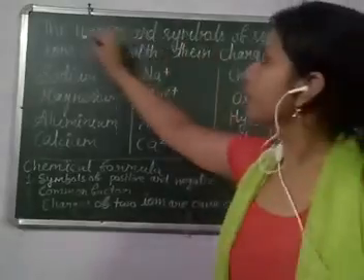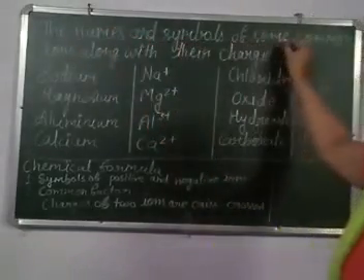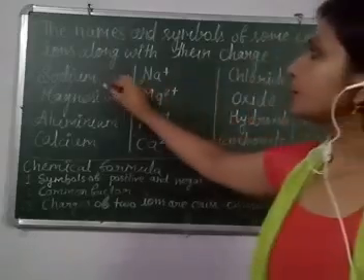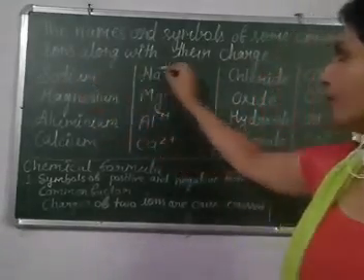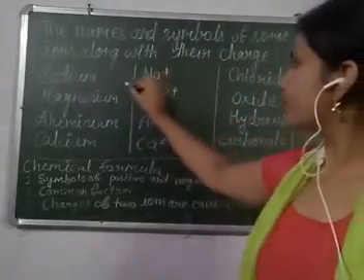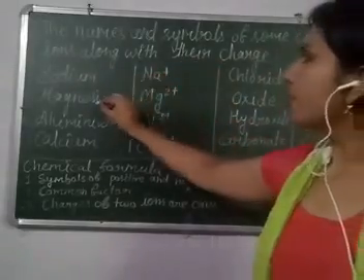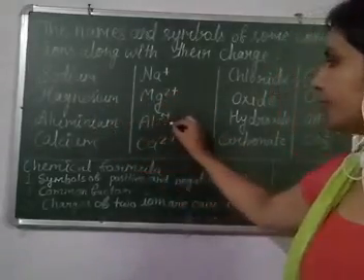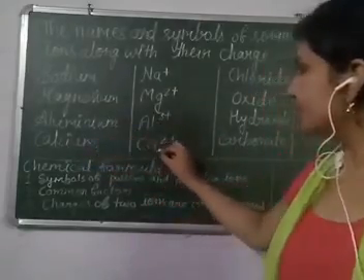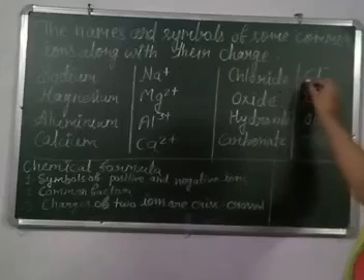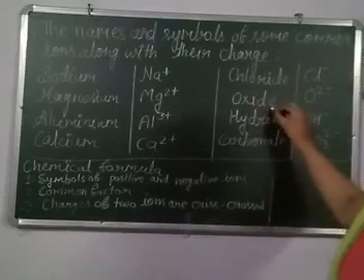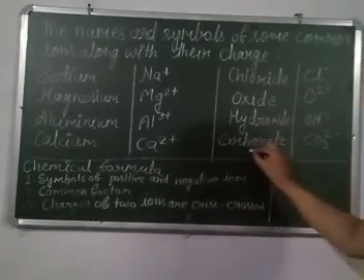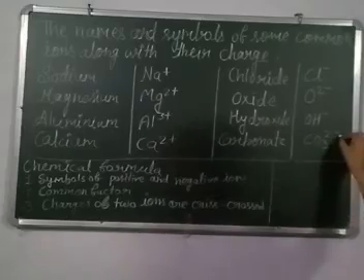The next term is the names and symbols of some common ions along with their charge. Sodium. So what is the formula of sodium ion? Na+. Magnesium, Mg2+. Aluminium, Al3+. Calcium, Ca2+. Chloride, Cl-. Oxide, O2-. Hydroxide, OH-. Carbonate, CO3 2-.